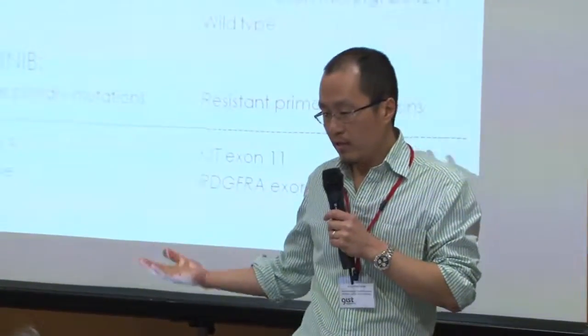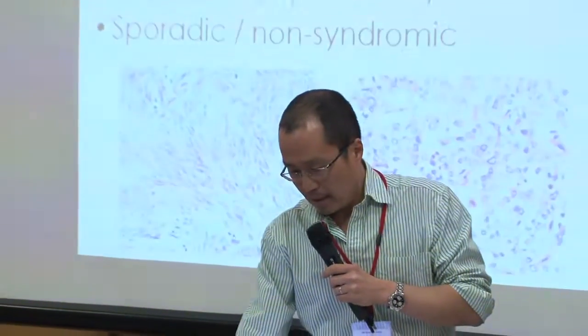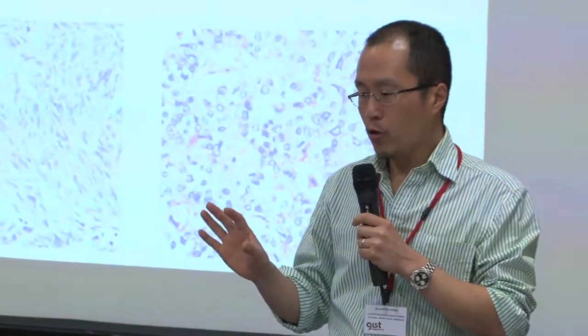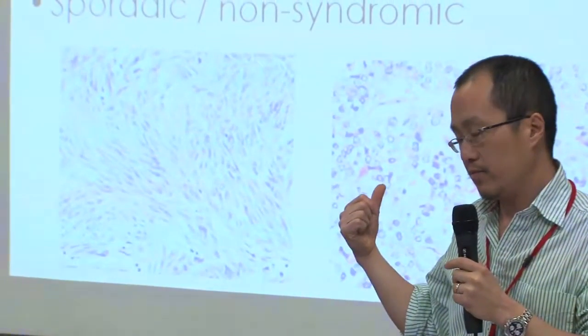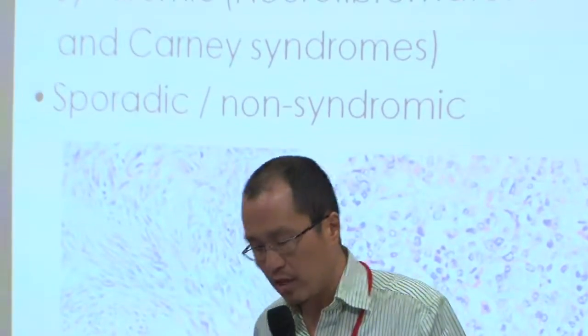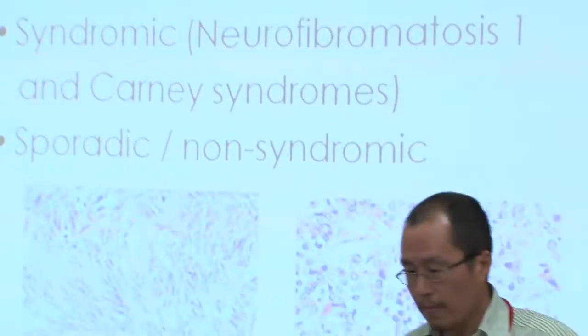Unfortunately, as I said, wild-type GISTs tend to be less responsive to imatinib. In adults, you can split them up into two main categories. Those which are linked to syndromes, and by syndromes, these are medical clusters of diseases, such as neurofibromatosis 1 and the Carney syndromes. And then you've got those wild-type GISTs which aren't part of a syndrome, so-called non-syndromic GISTs. And they can take all sorts of appearances, spindle cell GISTs or epithelioid GISTs.